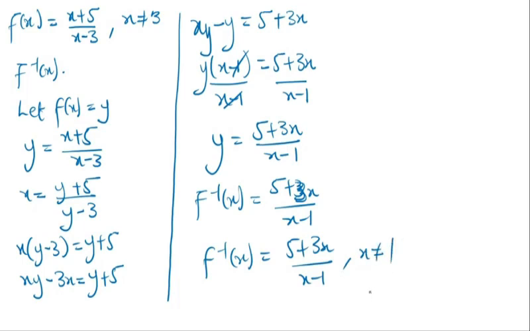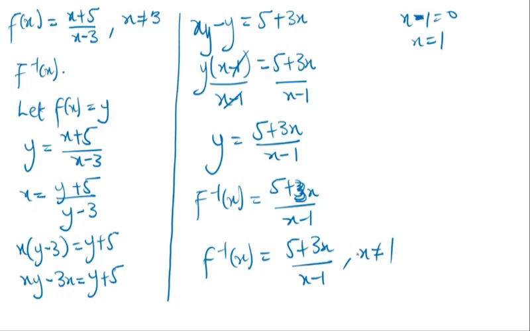positive 1. So someone who doesn't understand this condition over here, all I do is I equate the denominator to 0. So x minus 1 is equal to 0. So x is equal to positive 1. So it means when x is positive 1, 1 minus 1 is 0. So it will make this function undefined, and we don't want that.